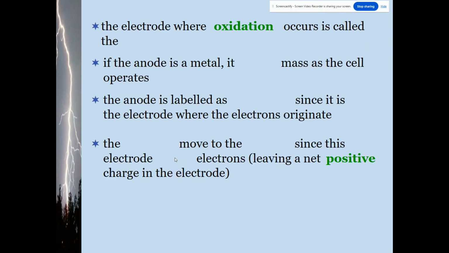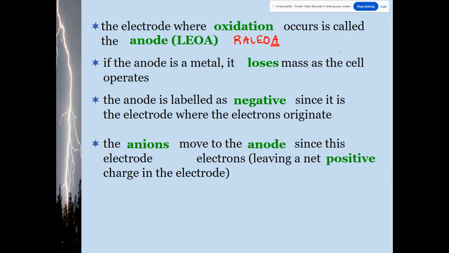Now, this is where the chemistry part comes in. Remember our saying, Leo the lion says ger. We can redo that to say Ralioa, the ogerk. Okay, what the A stands for in Ralioa is that where oxidation occurs, where the reducing agent reacts, that is called the anode.